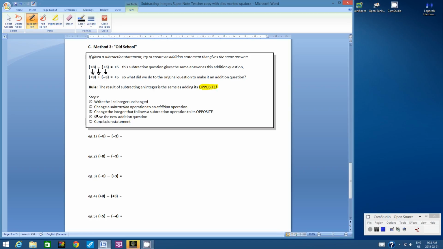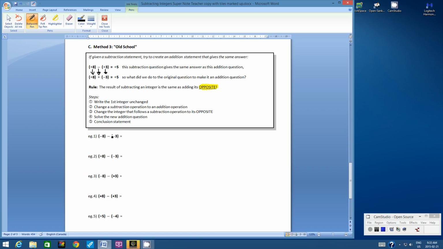So the steps. Step 1, write the first integer unchanged. We're kind of used to that, aren't we? Step 2, change a subtraction operation to an addition operation. Step 3, change the integer that follows a subtraction operation to its opposite. Step 4, solve the new addition question. Step 5, conclusion statement. This is what you need to show me for these solutions.